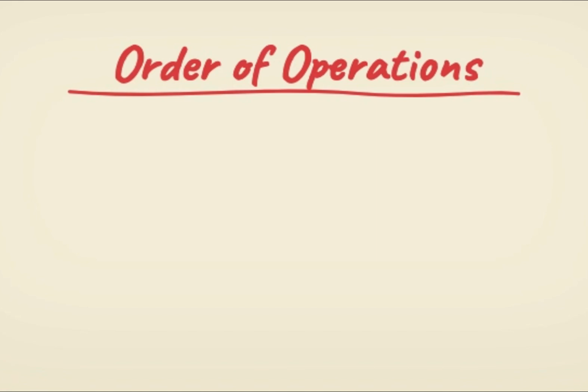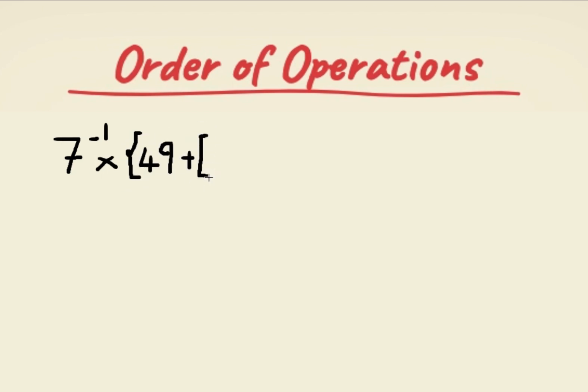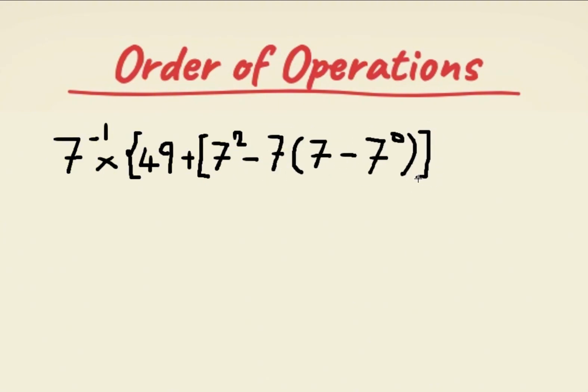Welcome to this step-by-step lesson on solving a multi-step arithmetic expression. Today, we're going to evaluate 7^(-1) × {49 + [7² − 7 × (7 − 7⁰)]}.